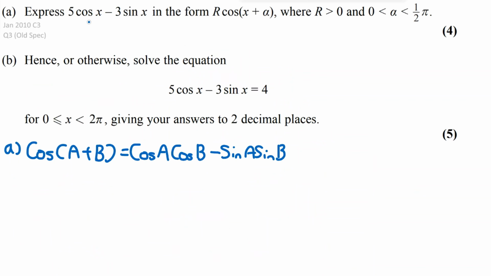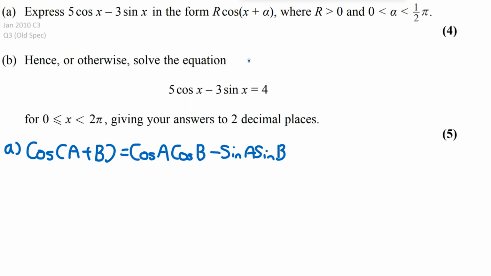So there are two things that they can do with these questions. One, they can ask you an equation afterwards, which we'll go through in this video, or they can do it in a modelling question, which we'll dedicate an entire video to in the next video. So here's an example of an equation question where in part A we need to express 5 cos of x minus 3 sin of x in the form r cos of x plus alpha.